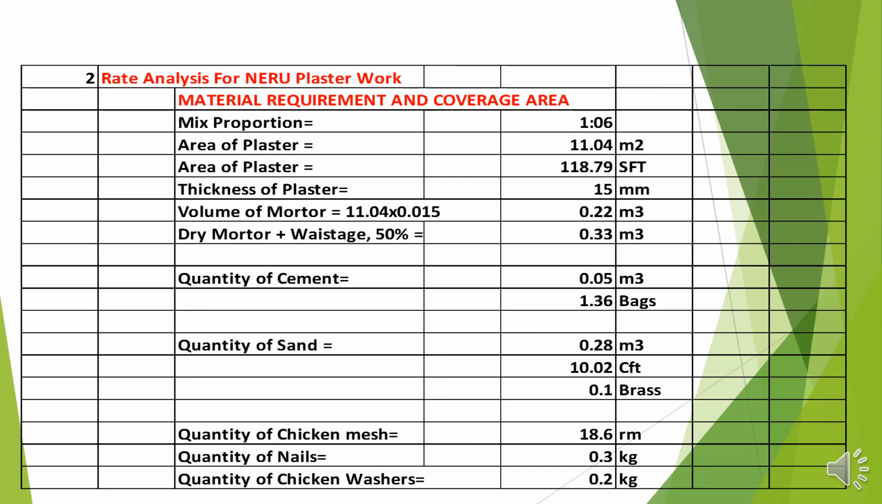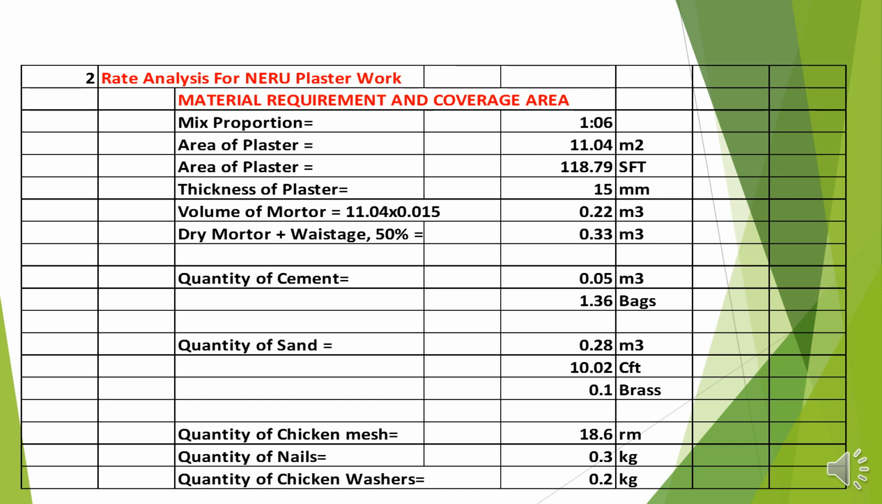Now I am talking about a rate analysis for a Neeru plaster. Mix proportion 1:6. Area of the plaster is 11.04 square meter. Area of plaster 118.79 square feet. Thickness of the plaster I consider 0.15 mm.